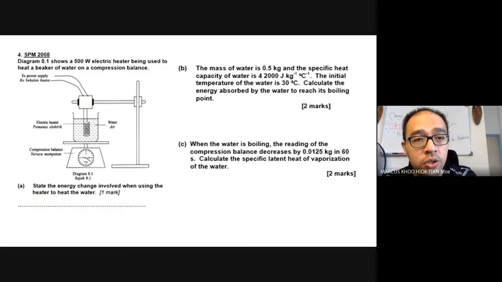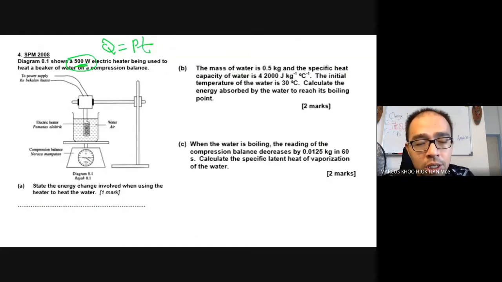Diagram 8.1 shows 500 watts. Once again, if you see watts, then you're talking about Q equals power times time. It is being used to heat a beaker of water on a compression balance. State the energy change involved when using the heater to heat the water.